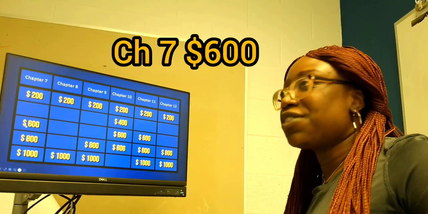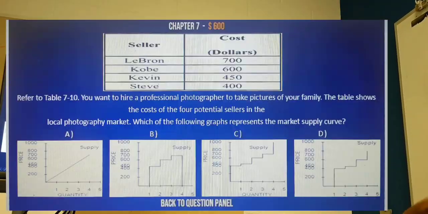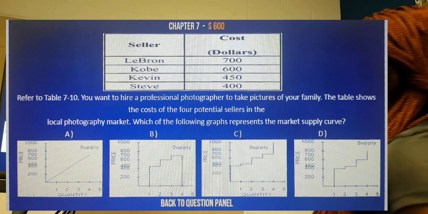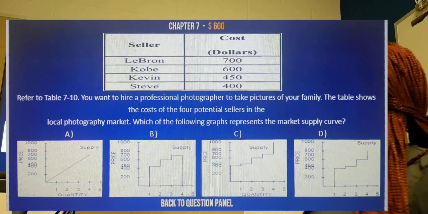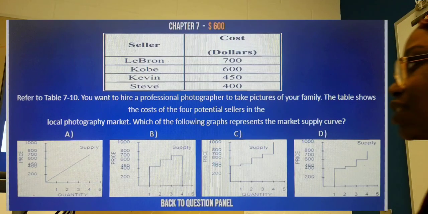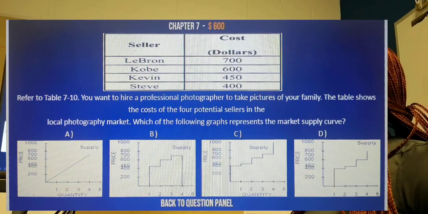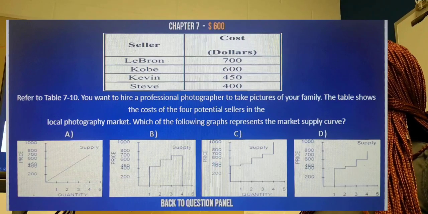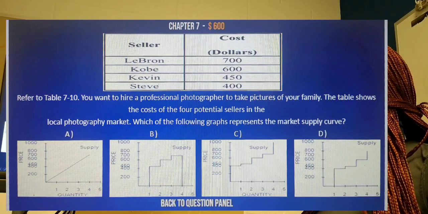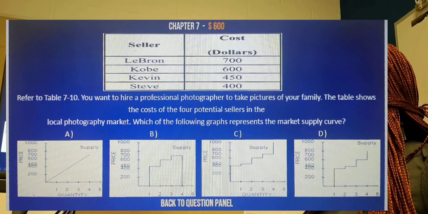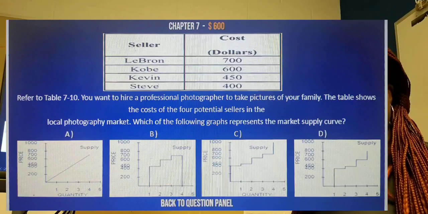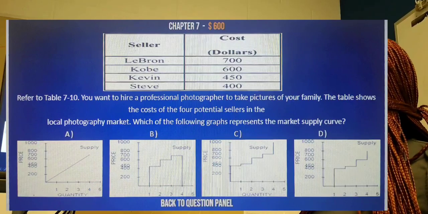7,600. 7,600. You want to hire a professional photographer to take pictures of your family. The table shows the cost of the 4 potential sellers in the local photography market. Which of the following graphs represent the market supply curve? C. The lowest cost of production here is by Steve, and that is 400. And then you go up to 450, you go up to 600, 700. At 400, Steve is willing to sell. Okay. And then it keeps on going. Do we agree? C? Yes. Great job.